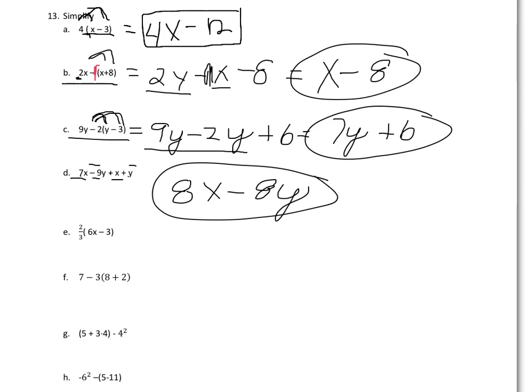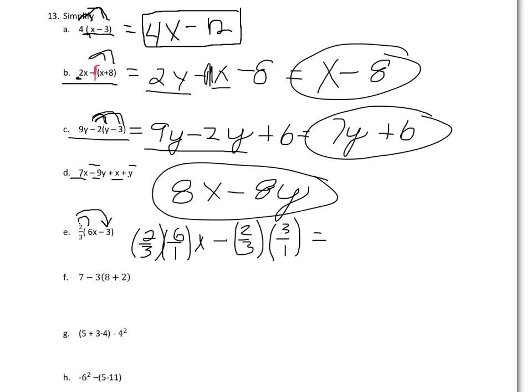Okay, so looking at letter E, we're going to do some distribution to get rid of these parentheses. So we're going to multiply this by 2/3, and we're going to multiply this by 2/3. So when we do that, I really kind of make everything fractions when I'm dealing with fractions. So when I distribute the 2/3 to the 6, we can say 2/3 times 6 we could write as 6 over 1, and we have x. Then minus, we're distributing our 2/3 in, 2/3 times, here this 3 is a 3 over 1.